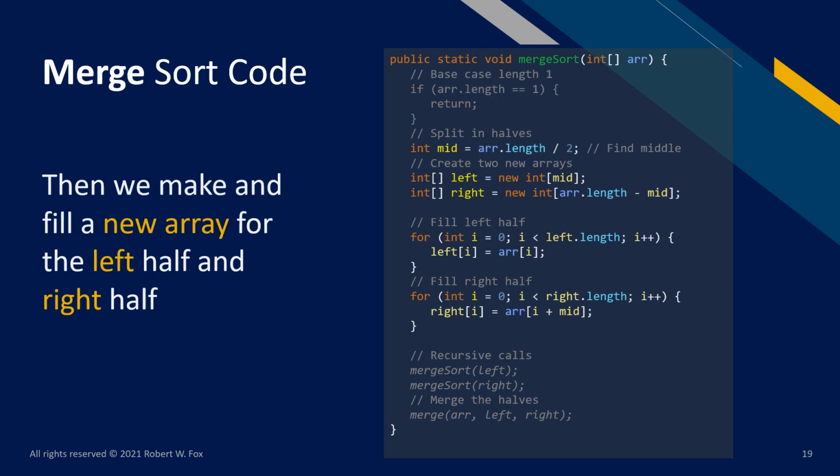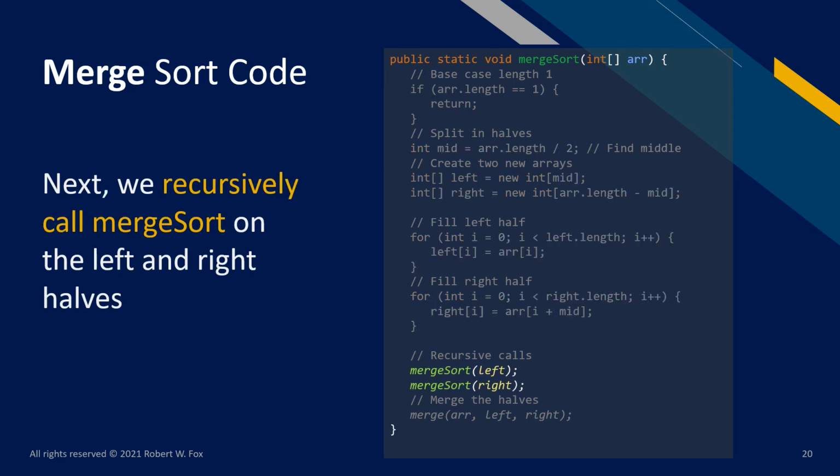If the base case isn't met, meaning that our array still has a size greater than 1, then we have to go ahead and split it into 2 halves. And that's what this middle chunk of code does. So it finds the middle of the array, and then it creates and fills a new array for the left half and for the right half. The next step is to then call Mergesort recursively, sending it the left half of our list and the right half of our list.